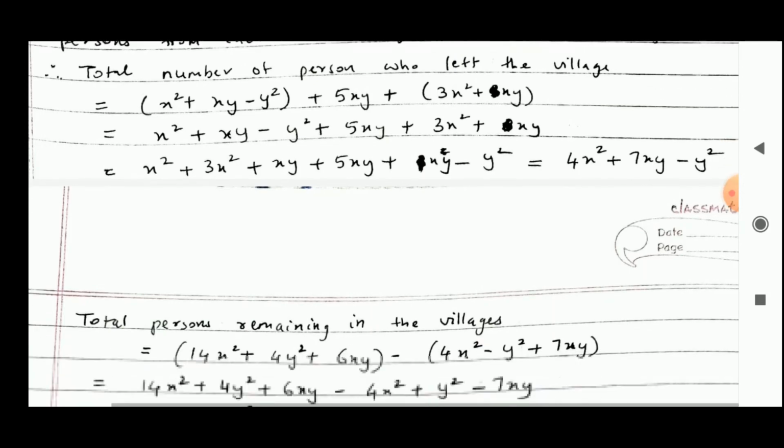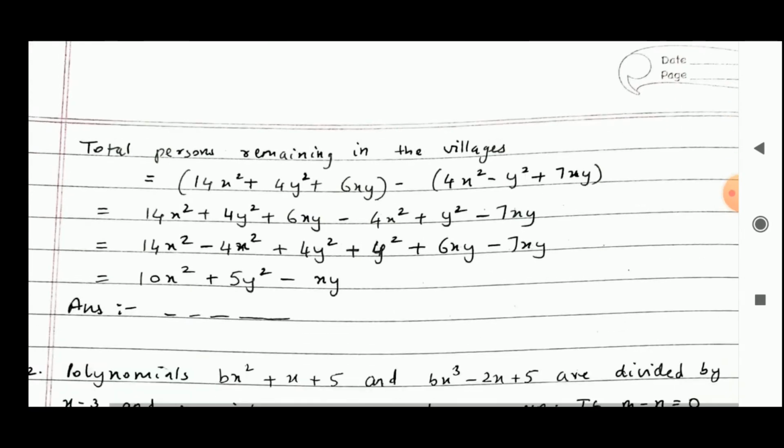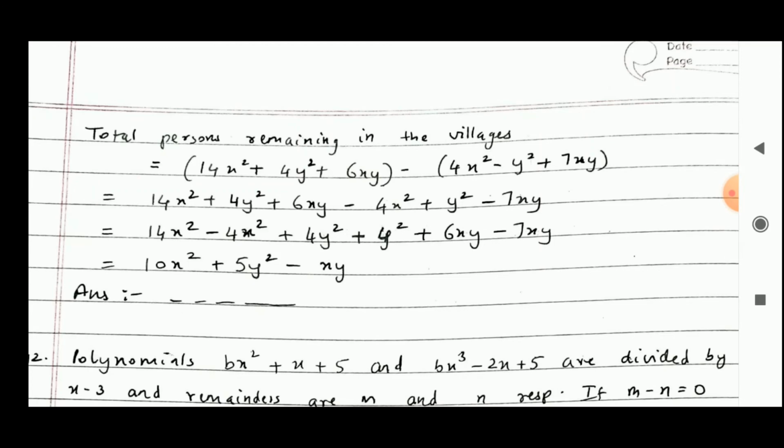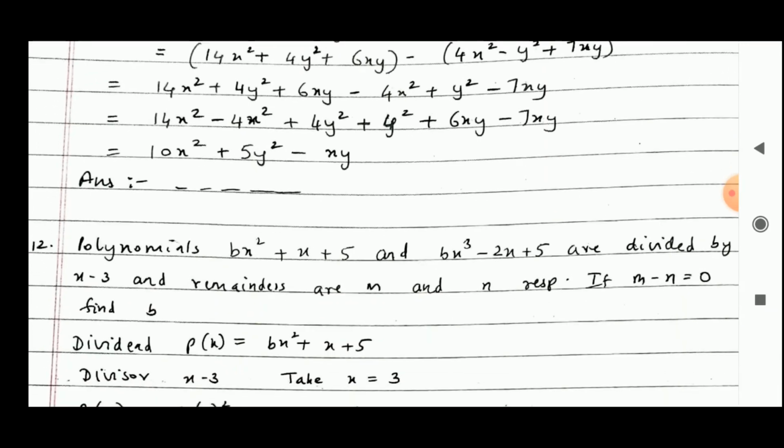So total people remaining in the villages is, take the sum of the people in the villages minus the sum of the people in the villages who had left. So this is 14x square plus 4y square plus 6xy minus 4x square plus y square minus 7xy. So this is 14x square minus 4x square plus 4y square plus y square plus 6xy minus 7xy. This is 10x square plus 5y square minus xy.